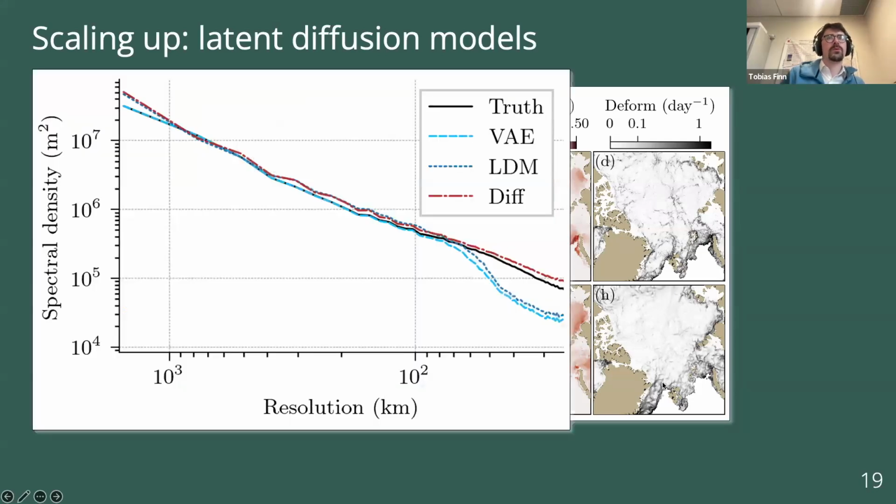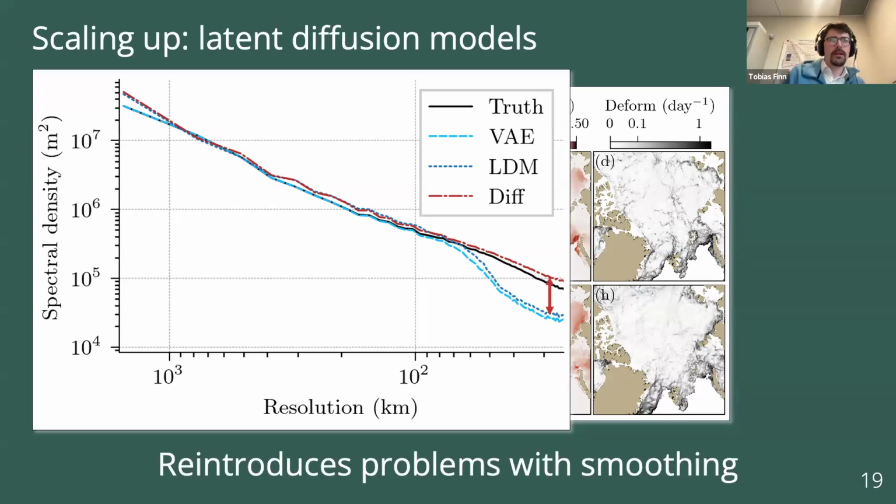And indeed, this is what we see. If we once again analyze the spectral density, we can clearly see that the latent diffusion model loses small scale information once again, and this is not so good because in geophysical modeling we are really interested in the small scale information, so we want to keep it in some sense. This comes through the variational autoencoder, through the compression technique. So we basically reintroduce the problems with smoothing that we wanted to fight with our generative model. So we have to come up with another solution.